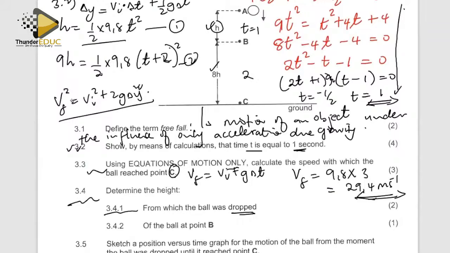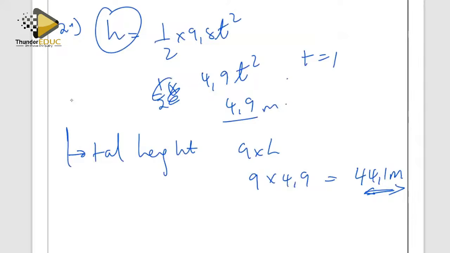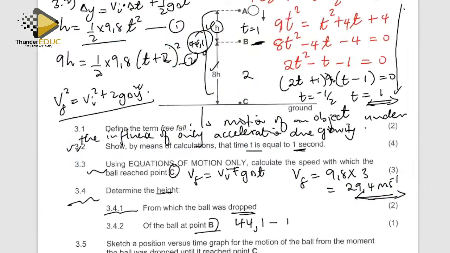Then they want us to get the height of the ball at B. Now at B, remember the total distance is 44.1. Now what is 44.1 minus 1h? Remember we said that 1h is just 4.9. We are subtracting 4.9. That gives me 39.2 meters. There we go.